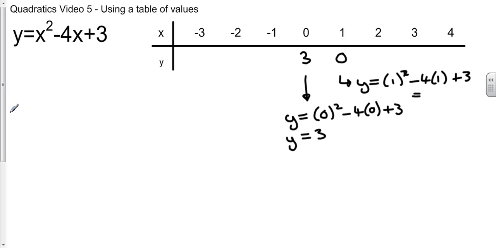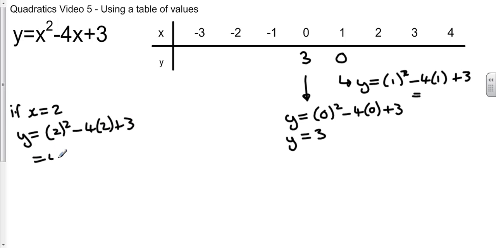If I carry on, if x equals 2, let's see what we get. 2 squared minus 4 times 2 plus 3, so we end up with 4 take away 8, so that's -4, and then plus 3 gives us -1. So that's our value when x is 2, y is -1.